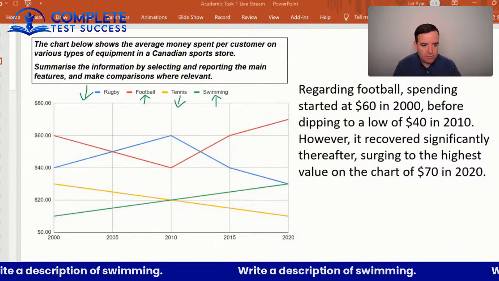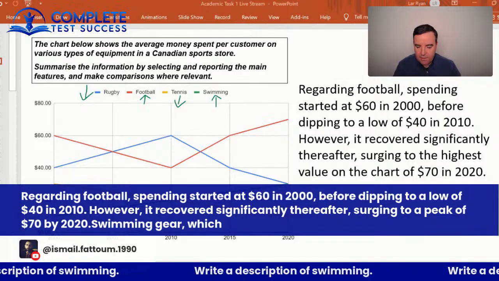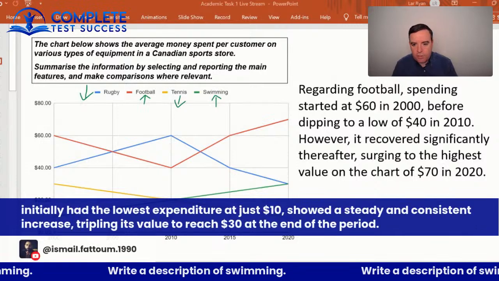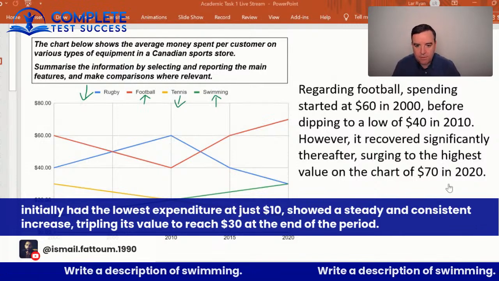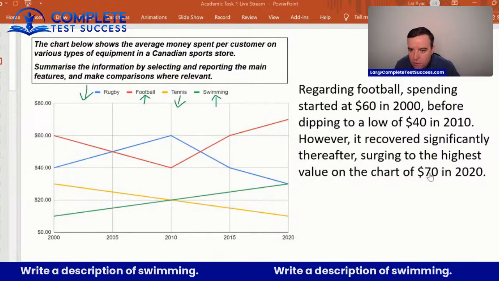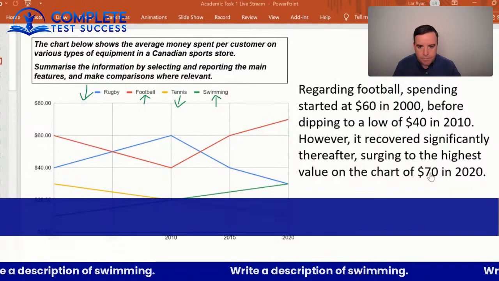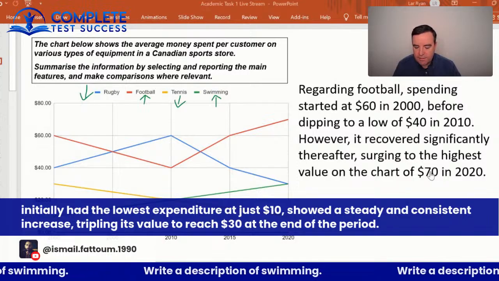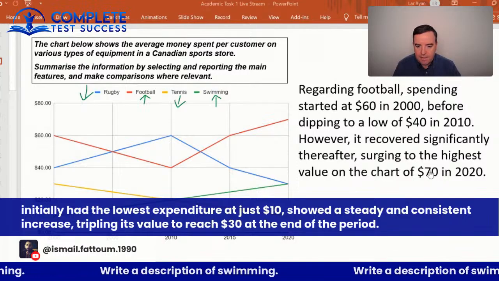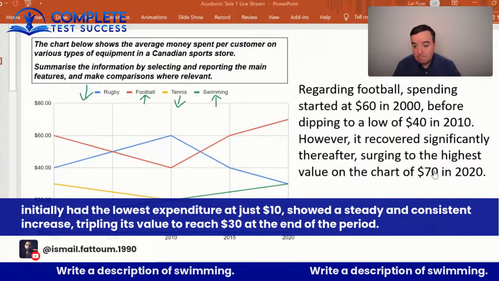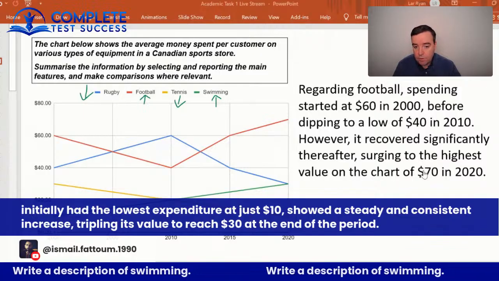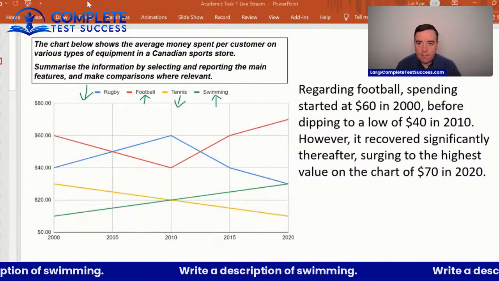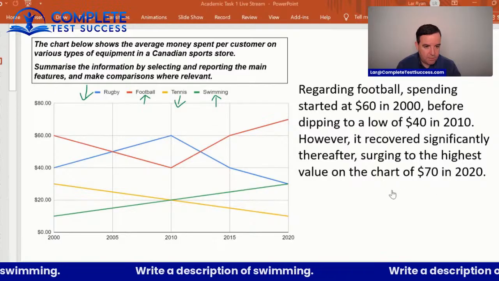Ismail has actually written a description of swimming already, so we can see it at the end there. Swimming gear, which initially had the lowest expenditure at just $10, showed a steady and consistent increase, tripling its value to reach $30 at the end of the period. Yeah, that's pretty much spot on. Good. Okay, so again, let me just grab that and we'll copy and paste it. There isn't really anything to do with that.